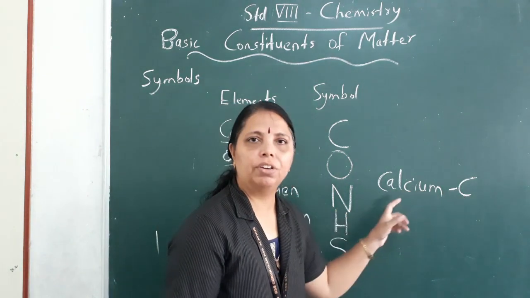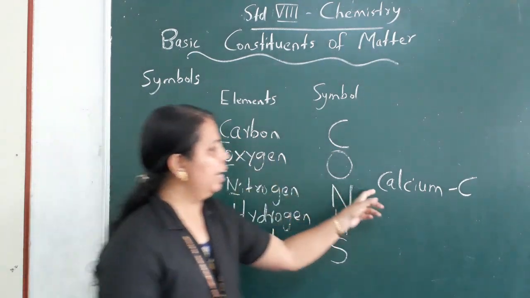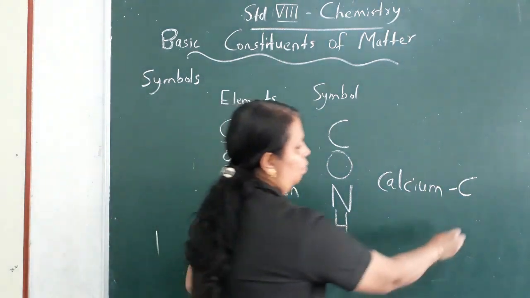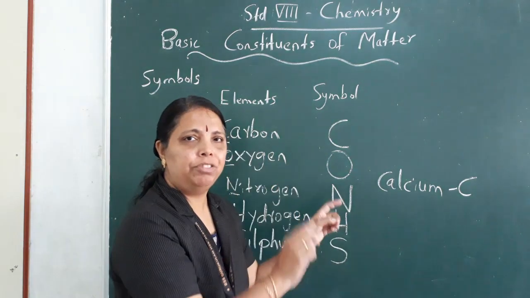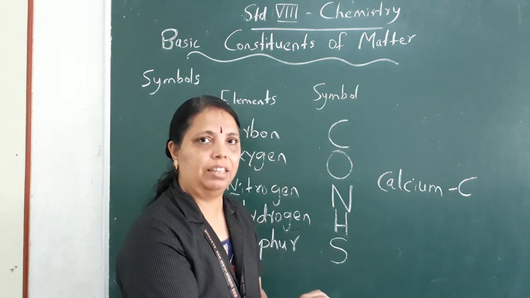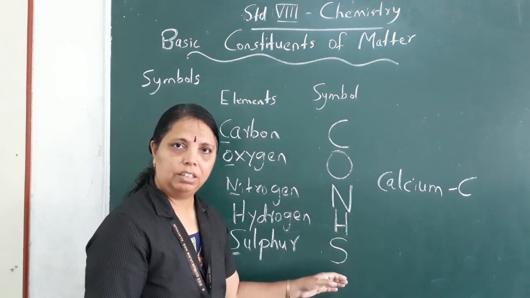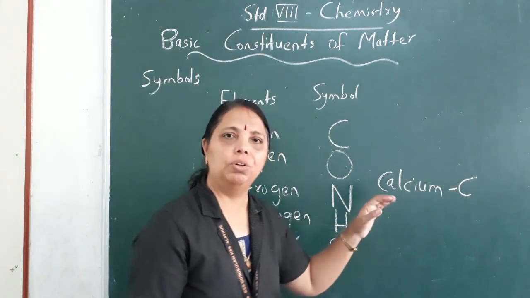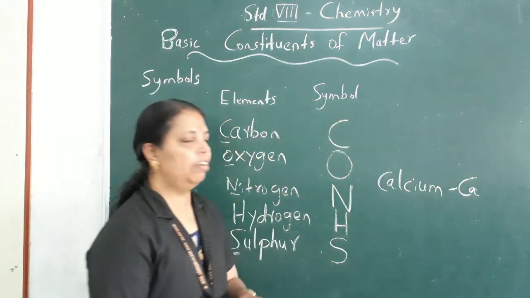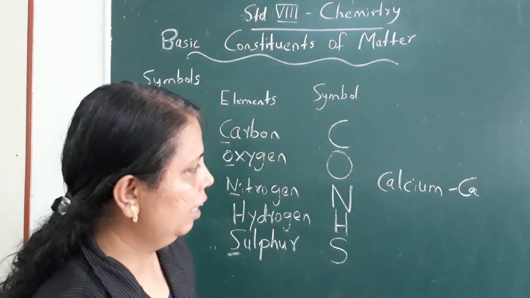Now if I write the first letter as the symbol for calcium, then what about carbon? Carbon also has the symbol C. For calcium I also can't write C. So in that case, what will we do? We have to take the first and the second letters. Remember, first and the second. If the symbol is already given, then we can't use this. We have to go to the next letter. So what is the next letter here? A. So the symbol for calcium is Ca. Understood? I'll write it down again for you.